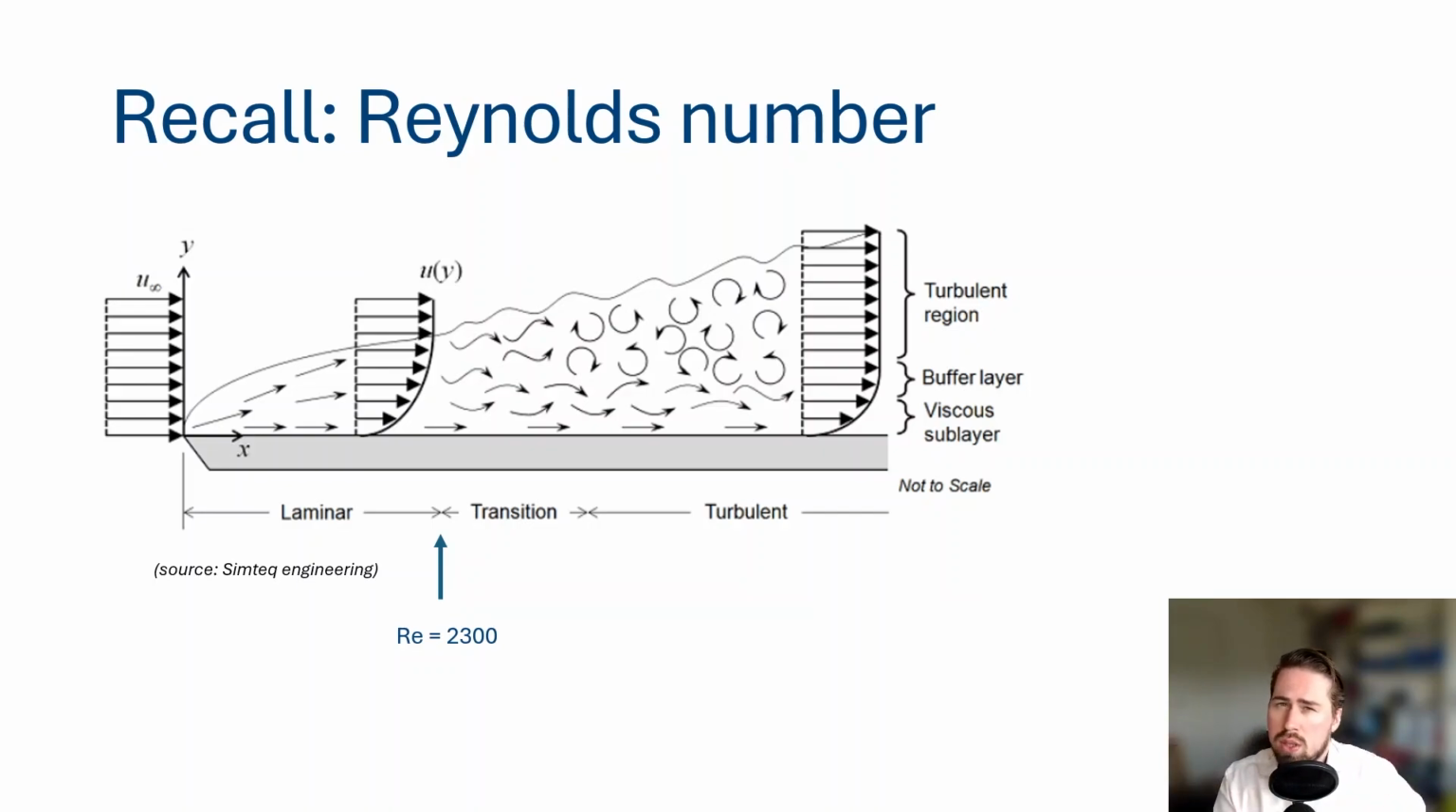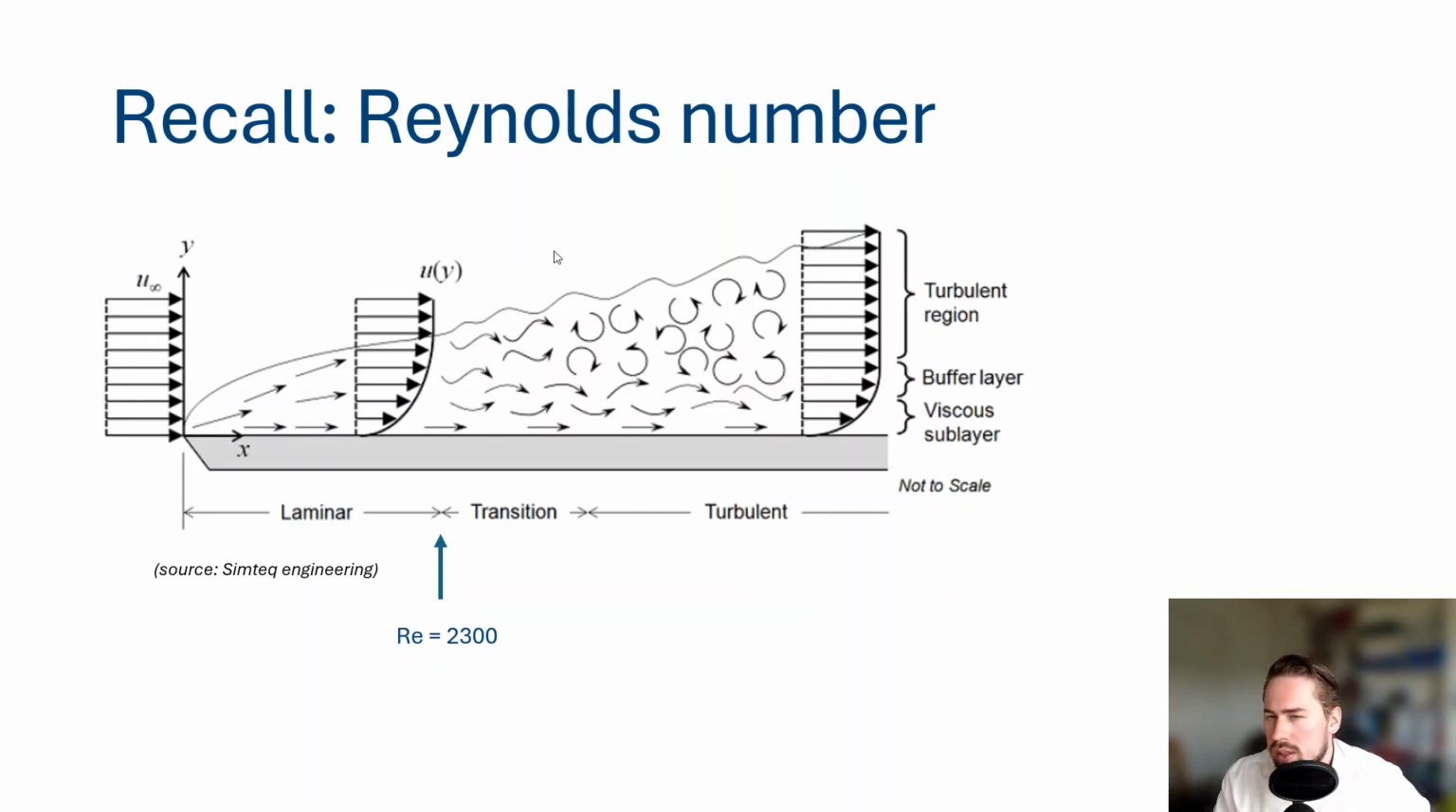And the philosophy of the Turbocollector is to start this transition layer sooner, instead of starting it at 2300 for a smooth pipe, to start it already sooner at a Reynolds number of around 1800, as we will see later.